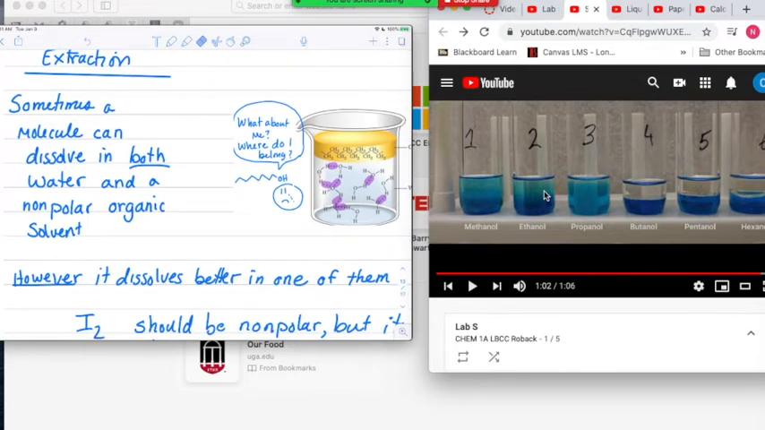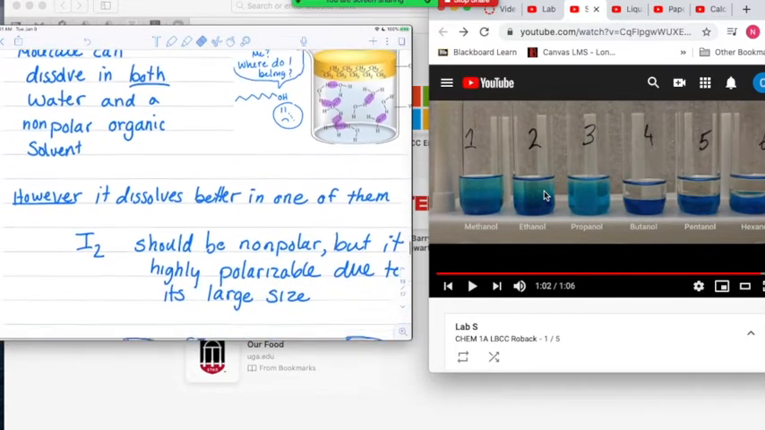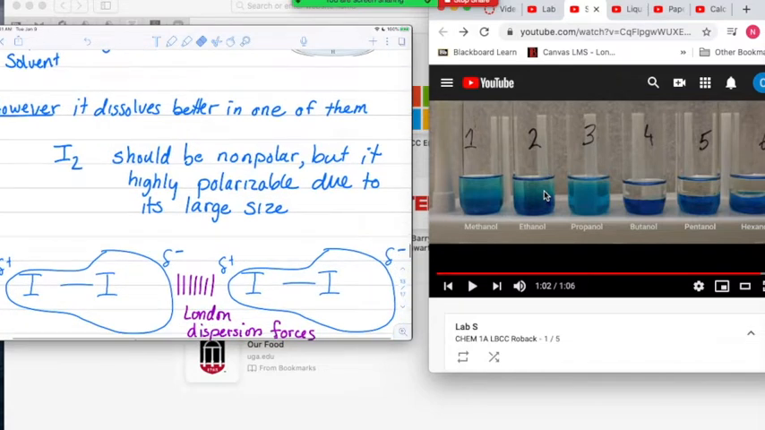But the question is, does it do better in one over the other? Does it essentially have lower energy, and is it more favorable to be in one of these instead of the other? And what we're going to be looking at is iodine. So iodine is a molecule that should be nonpolar. So if you were to draw its Lewis structure, iodine looks like so. And everything we learned about symmetry would say, hey, that is nonpolar. If you look up its dipole moment, it's going to say, hey, that's a dipole moment of 0.